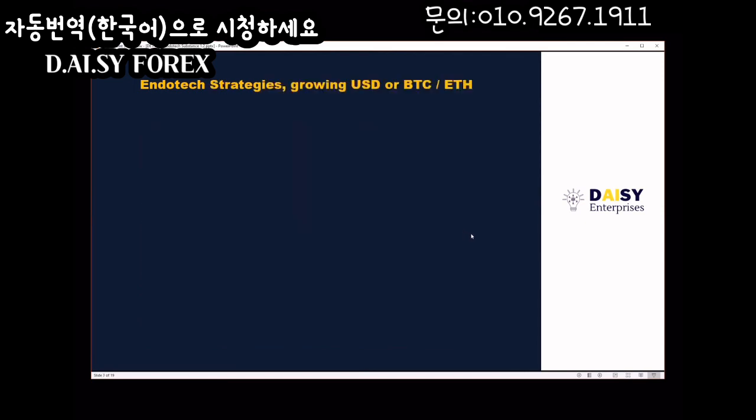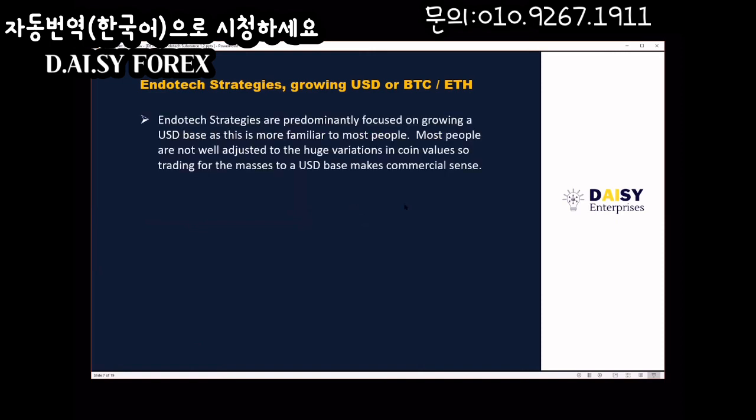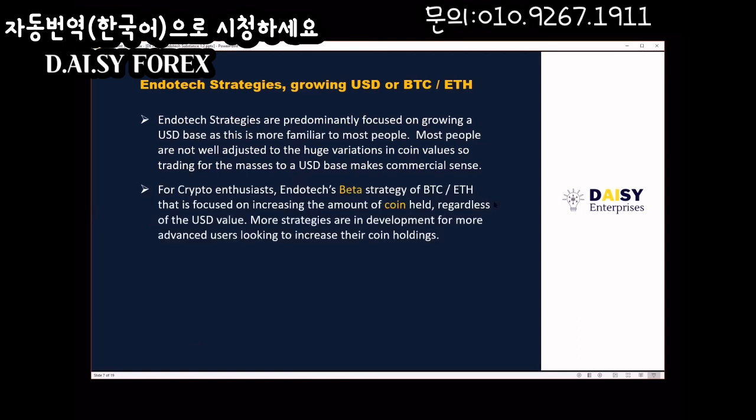So I want to talk a little bit about those strategies, and for those that did the precursor call to this where we talked about terminology, I apologize for the next two slides. ENDOTECH's strategies are predominantly focused on growing a US dollar base, as it is more familiar to most people. Most people are not well adjusted to the huge variations in coin values. So trading for the masses to a US dollar base makes commercial sense. And when we review the various strategies, you'll see that this is the case for most of them.